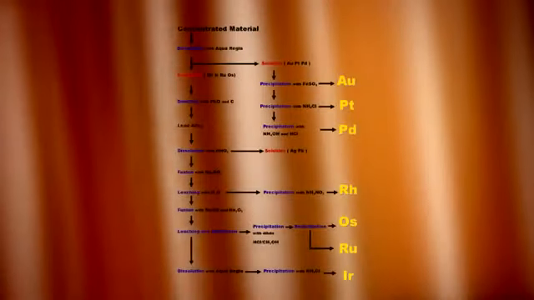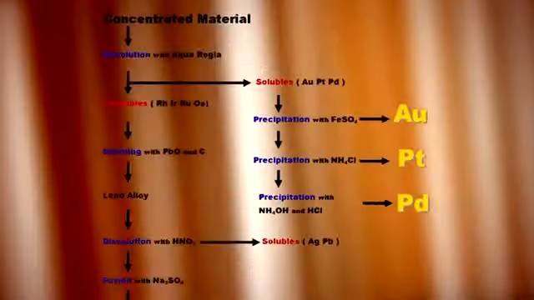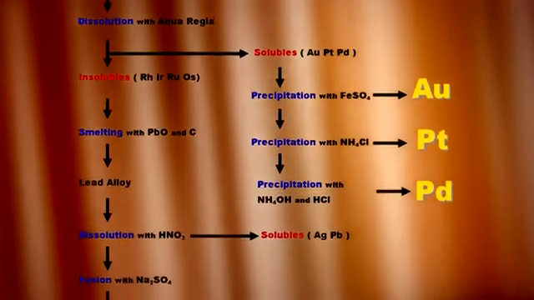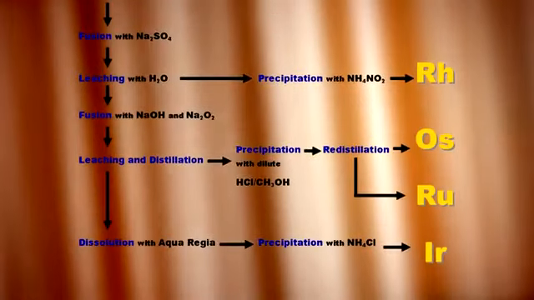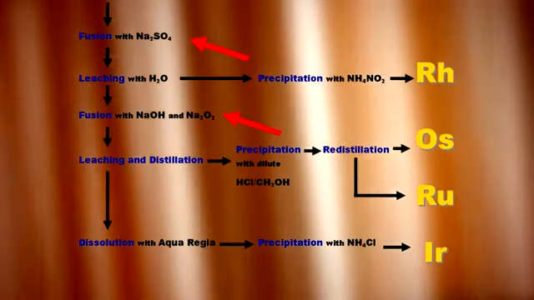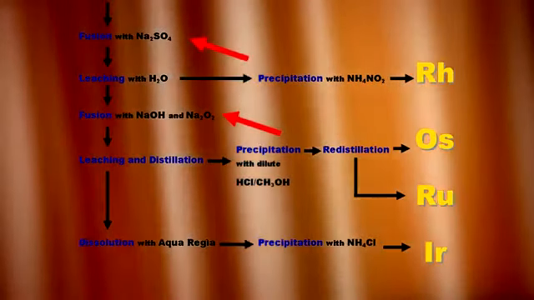Fusion melting by adding other salts can also transform non-soluble salts from a previously processed flux to specific salts that can be leached out. This is how rhodium, osmium, ruthenium, and iridium are refined.